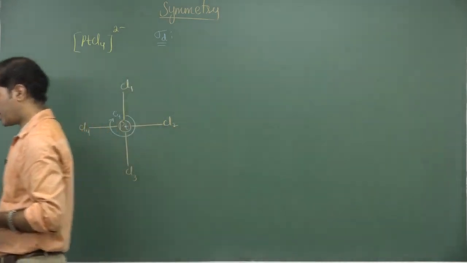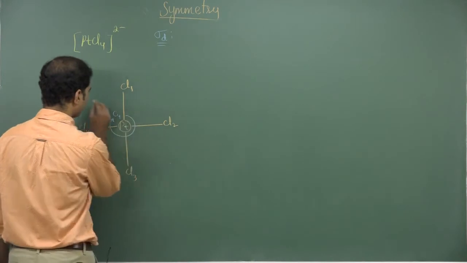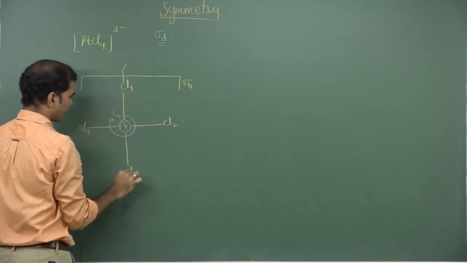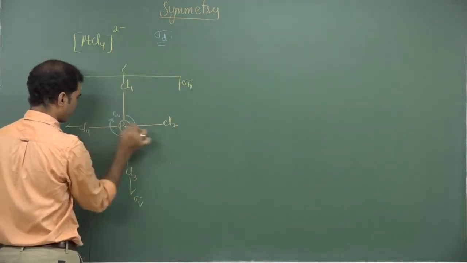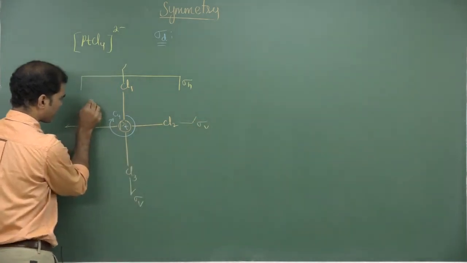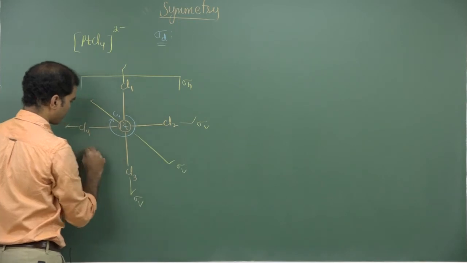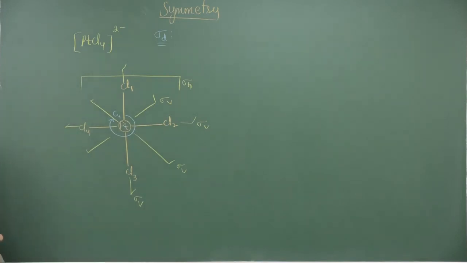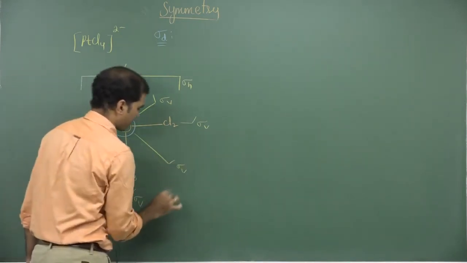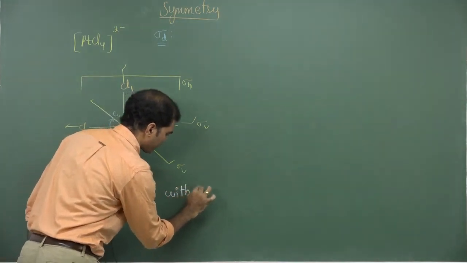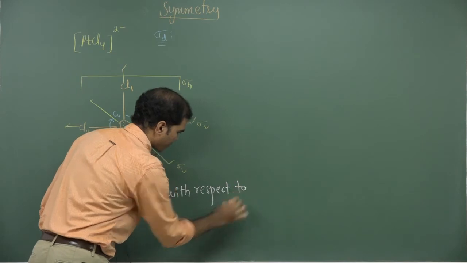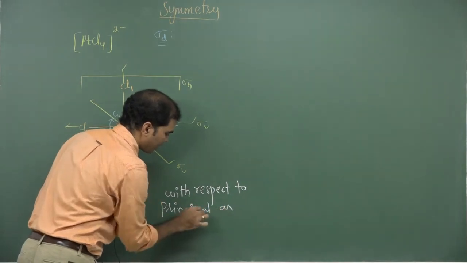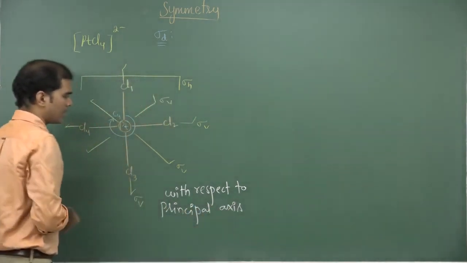So with respect to a principal axis, whatever planes now I am drawing, this I am calling a sigma H, this I am calling a sigma V, sigma V, sigma V, sigma V. This convention is with respect to the principal axis, not PLE, it is PAL. This is with respect to the principal axis.